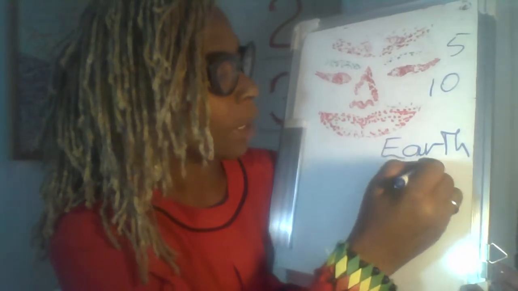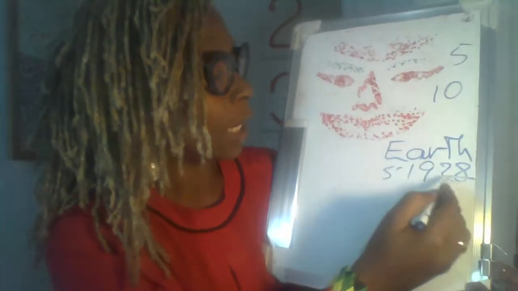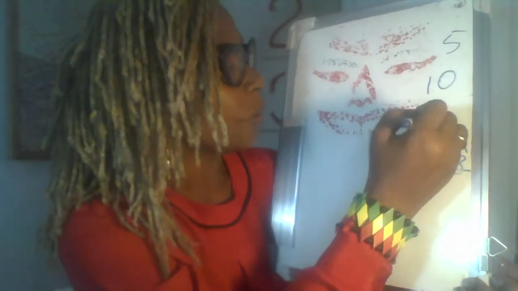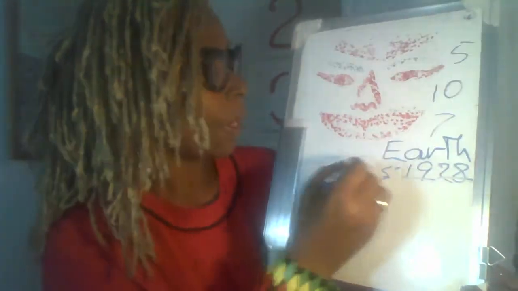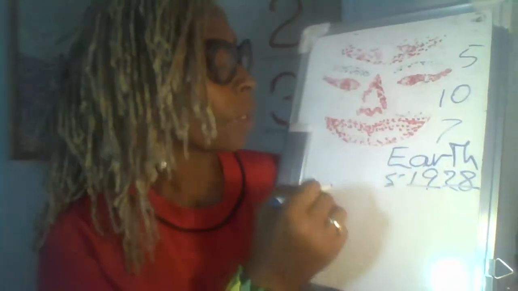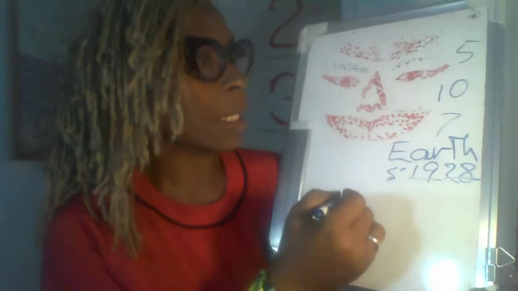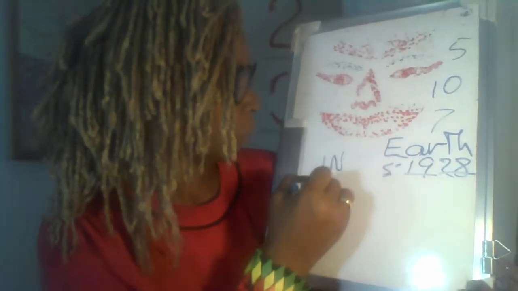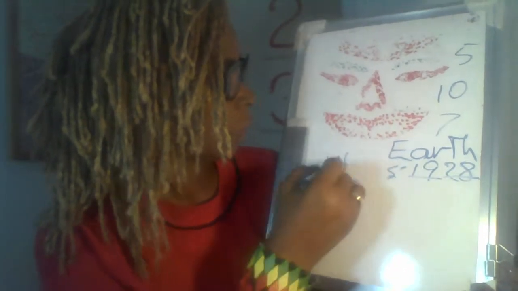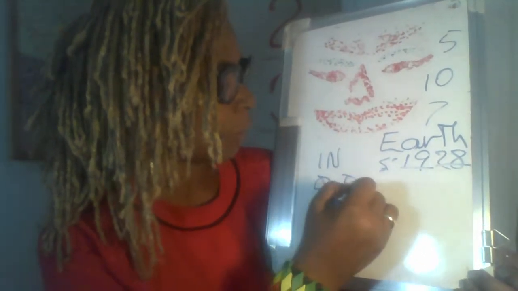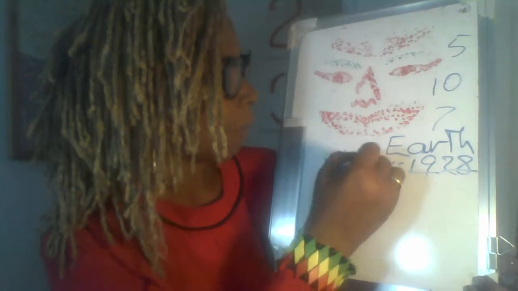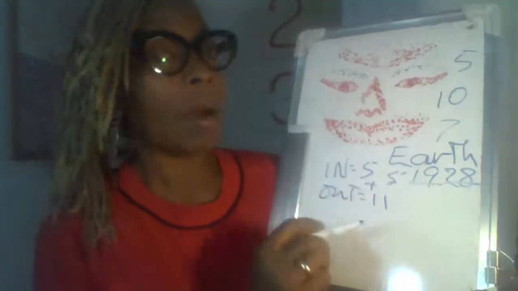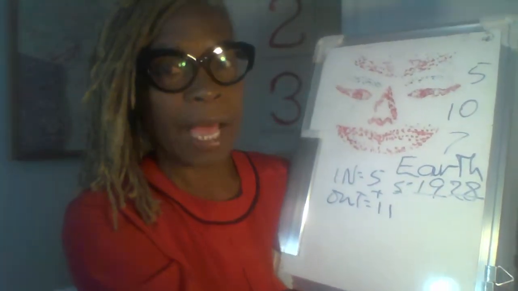This is 5, 1, 9, 2, 8, 10, 25, which is 7. 2 plus 5 is 7. The earth equals 7. And within the in and out, O-U-T, so this was 11, and this is 5. So we see how in and out is 5.